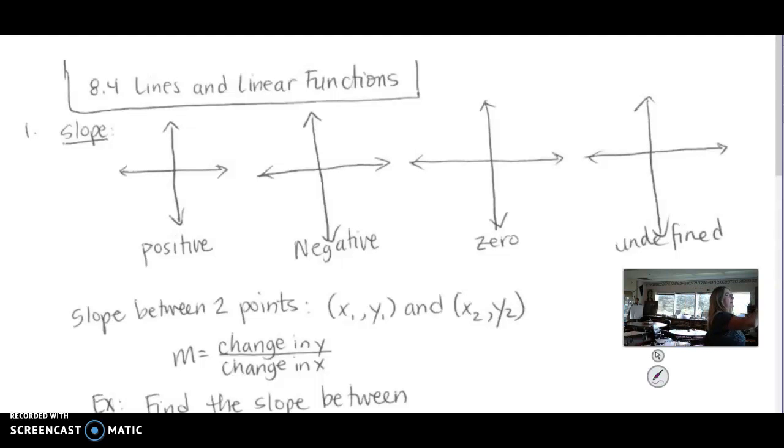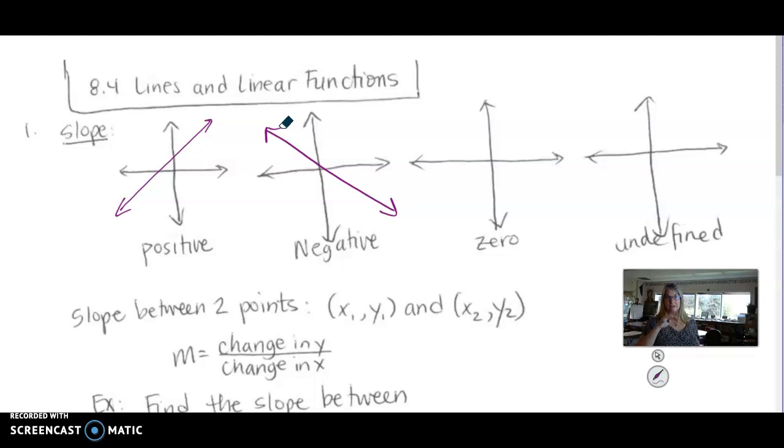So if you have a line that has a positive slope, it's going to be increasing from left to right. So you'll have a line that looks something like that. So we're always going to be reading our graph from left to right to determine if it's positive, negative, or zero. Negative slope is going to go the opposite direction, it's going to go down from left to right.